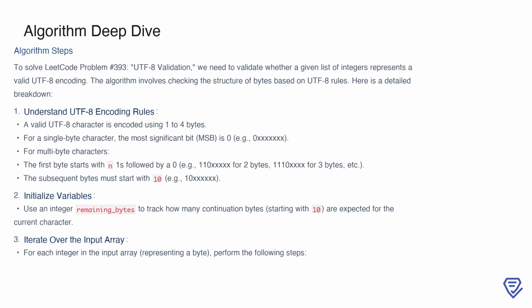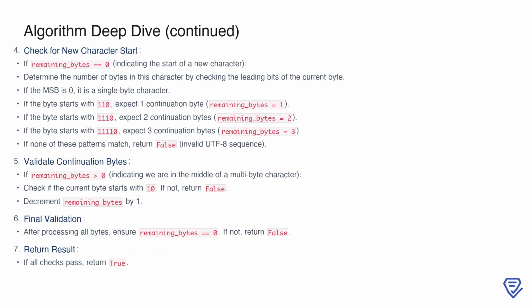To implement this, we initialize a variable called remaining_bytes, which helps us track how many additional bytes we need to validate for a multi-byte character. With this setup, we iterate over the input array of integers, treating each integer as a byte and applying these rules step by step. When iterating through the input, the first thing to check is whether we are starting a new character. If remaining_bytes is 0, it means we are at the beginning of a new potential UTF-8 sequence. We then determine the number of bytes this character requires by inspecting the leading bits of the current byte.